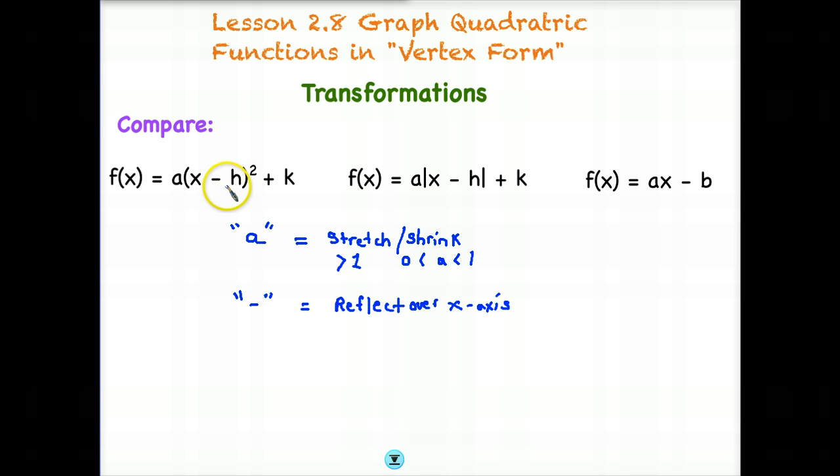So we have an h value here, we have an h value here. We do not have an h value here with our linear equation. It's too simple to have an h value. So let's remember what that h value is. That h value is now going to be a shift.